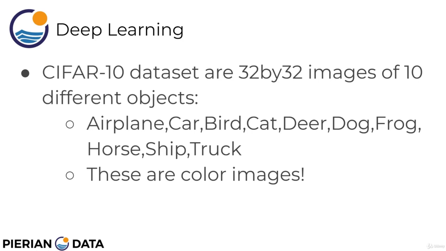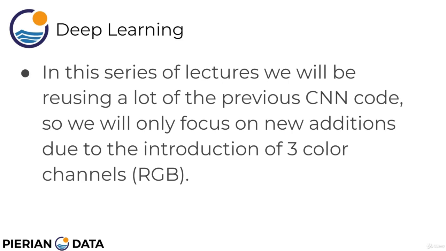And keep in mind the main difference here than what we've done before is the fact that these are color images. So there's 3 color channels. So in this series of lectures, we're actually going to end up reusing a lot of the previous convolutional neural network code, and a lot of it's repeatable, so you'll be seeing me copy and paste from the lecture notebook for code that is essentially the same things we've already covered in the previous lectures. And we're really just going to be focusing on manually coding out new additions due to the introduction of those 3 color channels. So let's get started by loading up the data and viewing a batch of those images.